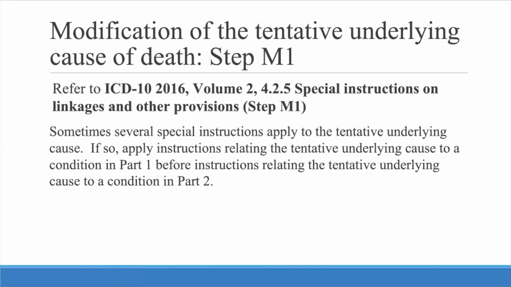To recap, we've learned that there are special instructions that modify the tentative underlying cause by something else on the death certificate. We've learned that there are two types of linkages, the with mention of and when reported as cause of linkages. And we have also learned that sometimes the modification is to prefer the code for the other condition, and other times the modification is to combine the two codes into a third code. Looking at this slide, something new.